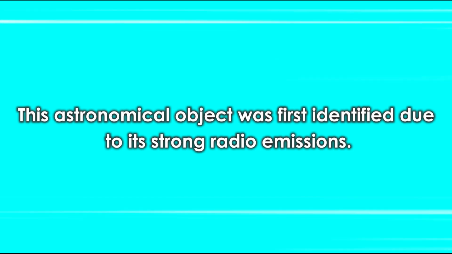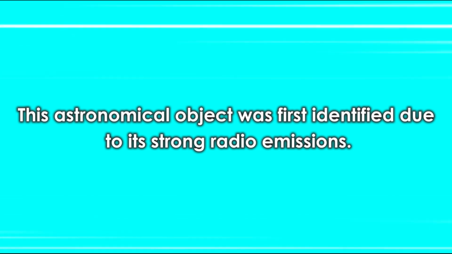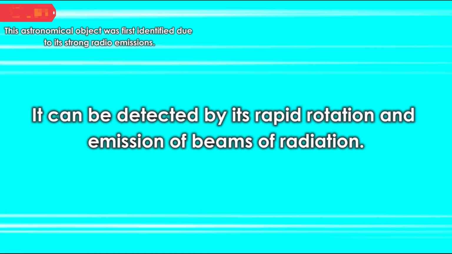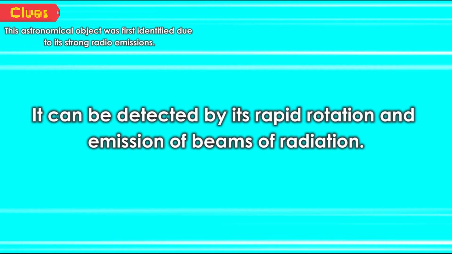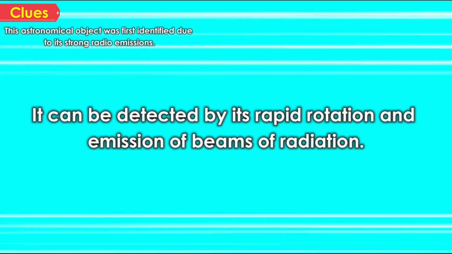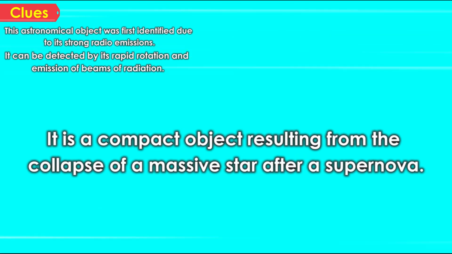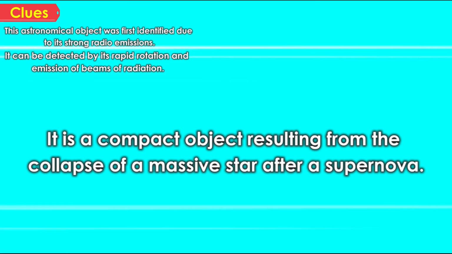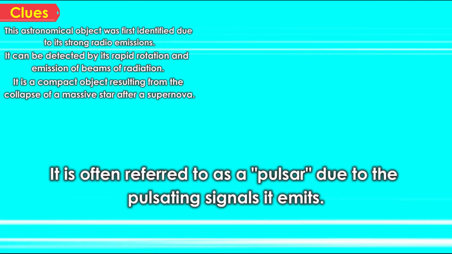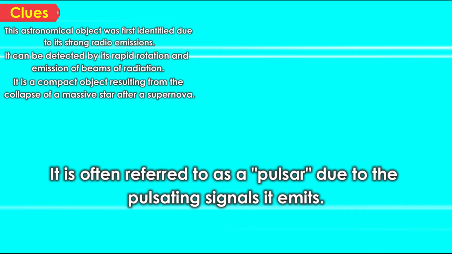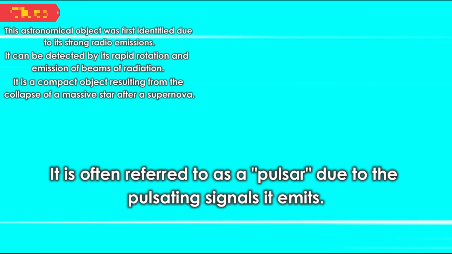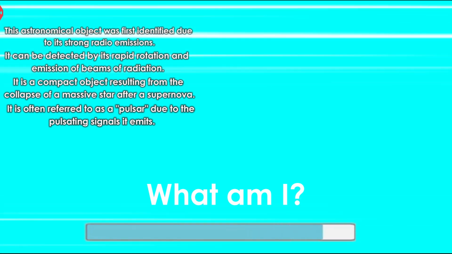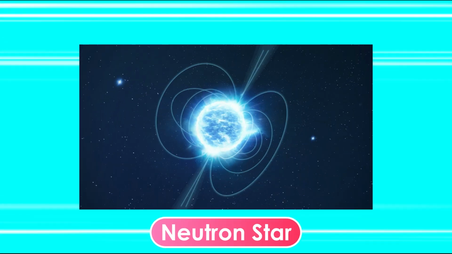This astronomical object was first identified due to its strong radio emissions. It can be detected by its rapid rotation and emission of beams of radiation. It is a compact object resulting from the collapse of a massive star after a supernova. It is often referred to as a pulsar due to the pulsating signals it emits. Neutron star.